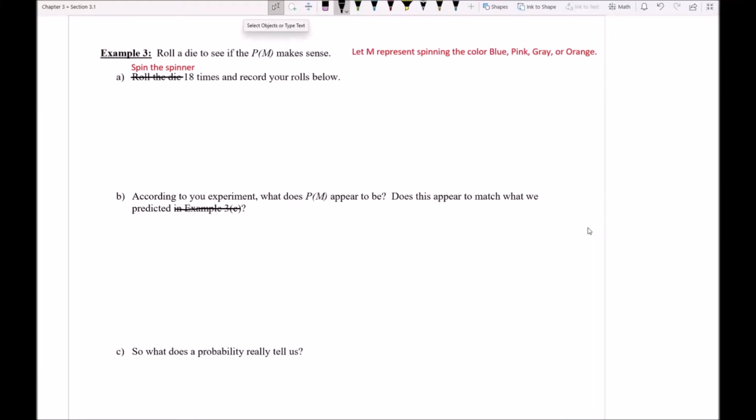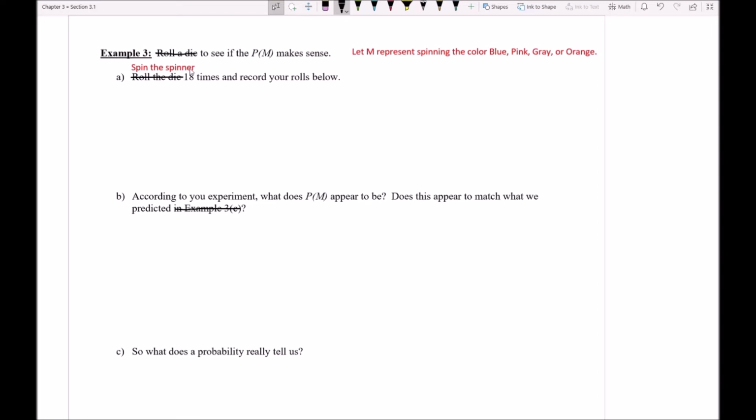Now let's take a look at example number 3. You can see here right away that I'm going to have to make some adjustments to this problem since we weren't in class together to actually discuss this. But let's take a look. I want to go ahead and try to spin a spinner ultimately to see if a probability of m is going to make sense to us.